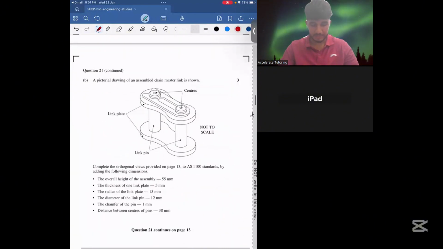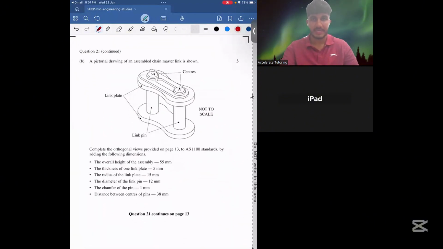Now moving over to part B of question 21. This is a sketch question. So it says a pictorial drawing of an assembly chain master link is shown. Complete the orthogonal view provided on page 13 to AS 1100 standards by adding the following dimensions. Now, we'll be skipping all drawing questions for now.